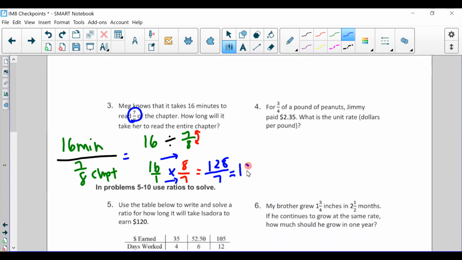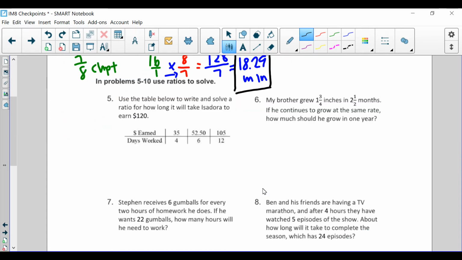So 18.29 minutes. And that kind of makes sense because it took 16 minutes to finish almost all of it, so it's not going to take that much longer to finish the rest of it. So that's to finish the entire chapter.